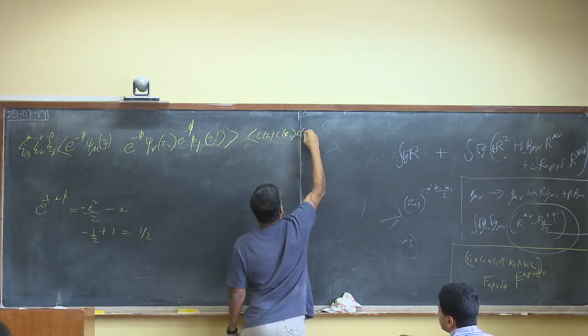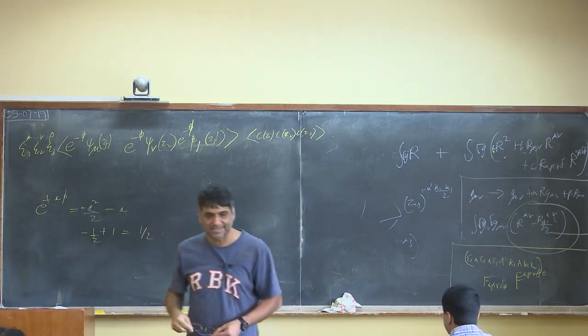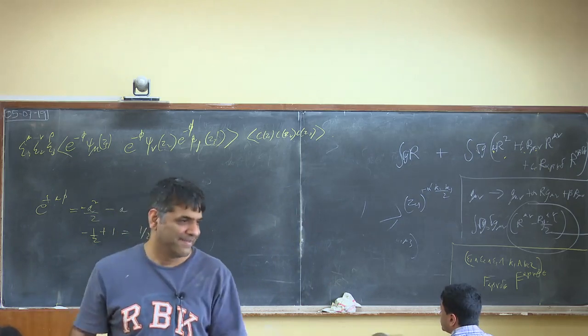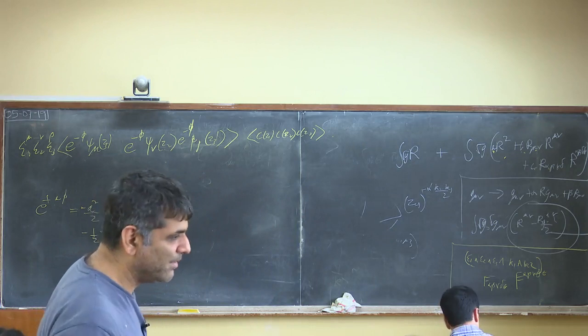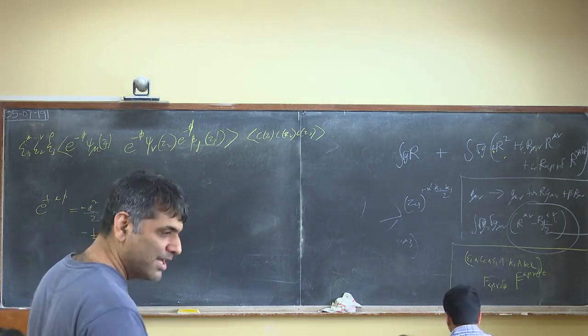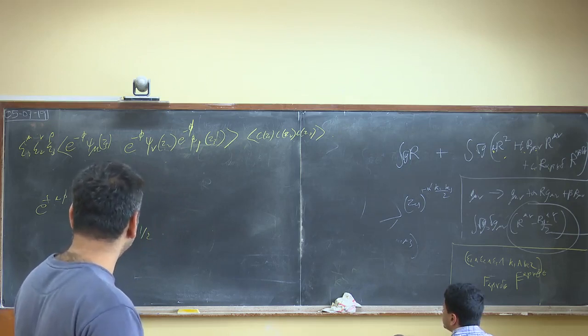No, not anti-symmetry. So anti-symmetry will go away when we multiply with the right hand side as well. I mean, no, but there's much more fundamental reason. No. It's not just a reason of formalism.